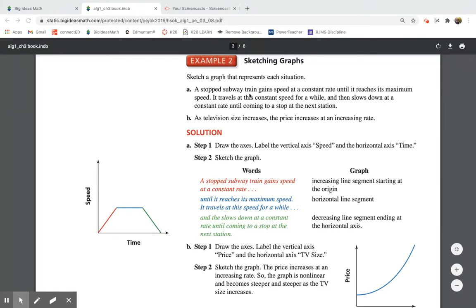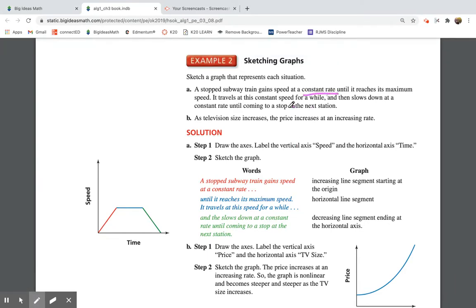So a stopped subway train. So that just means it starts from 0, 0. It gains speed at a constant rate. That word constant rate lets us know it is a straight line right there, okay? And we don't have to know where. Ours could have been more like this. It doesn't matter as long as it was a straight line and it's going up because it's increasing. It says until it reaches a maximum speed, okay?